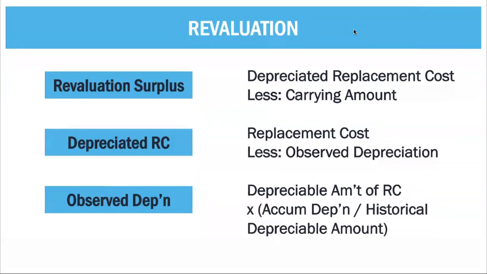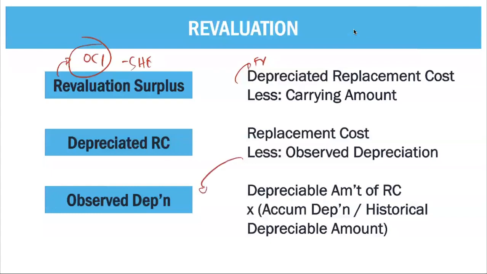So how do we compute for your revaluation? We get your depreciated replacement cost, also known as your fair value, less your carrying amount. Fair value less your carrying amount is your revaluation surplus. Where do we place your revaluation surplus again? OCI, an item of shareholders' equity. If you still remember the items of OCI, revaluation surplus is placed in OCI, item of SHE. So fair value, depreciated replacement cost, less carrying amount is your revaluation surplus. But what if there is no depreciated replacement cost? You just get the replacement cost and deduct the observed depreciation.